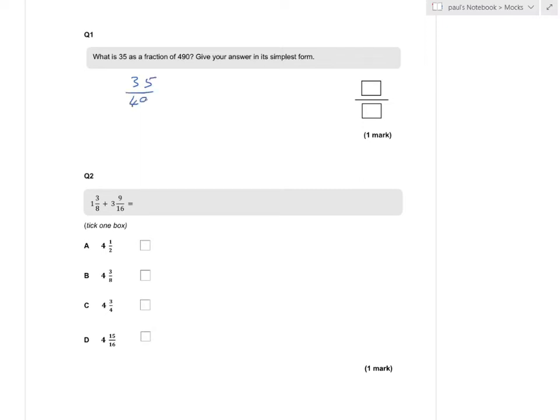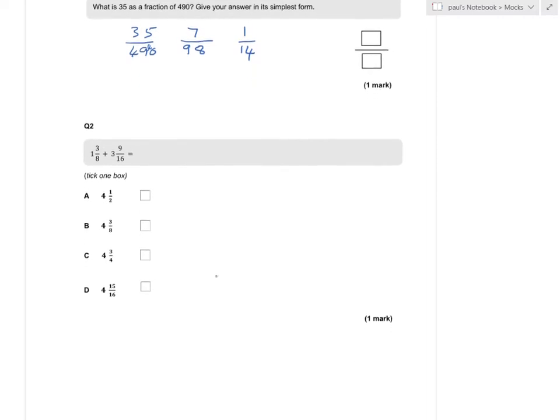35 over 490. I can divide by 5, so that gives me 7, 5 nines are 45, with 4 left over, and 5s into 40 go 8. 7 over 98. Does 98 divide by 7? It does. 1 over 14. Good job it's a calculator paper, wasn't it?